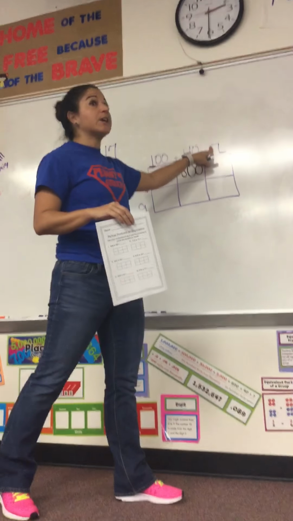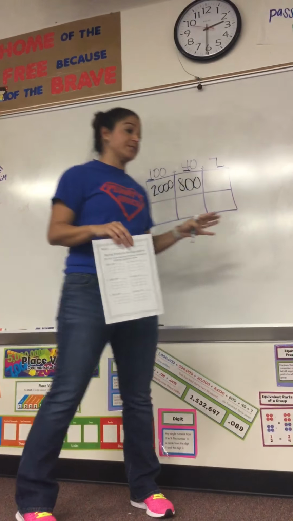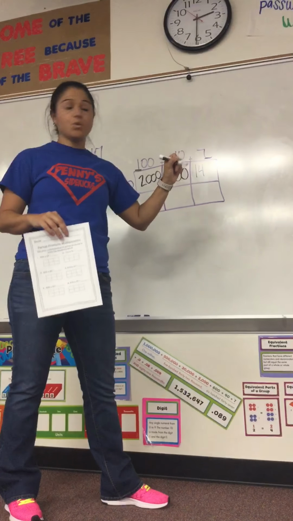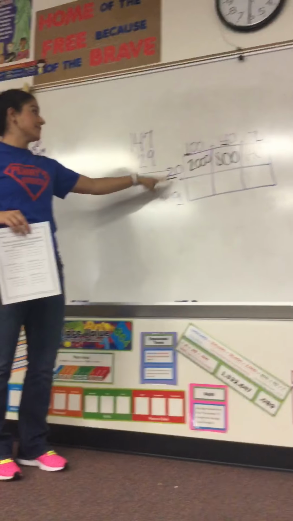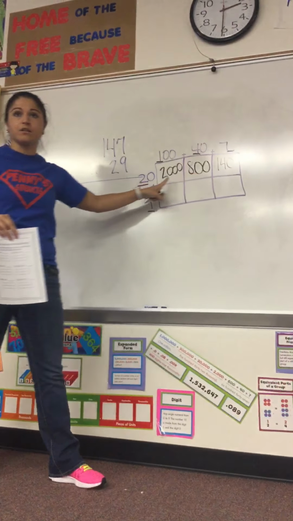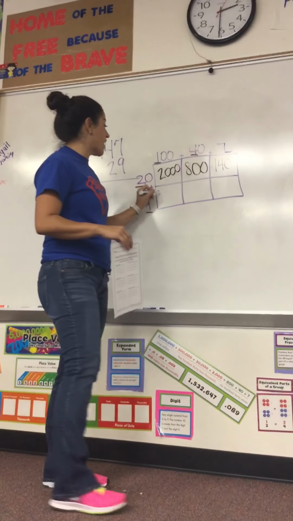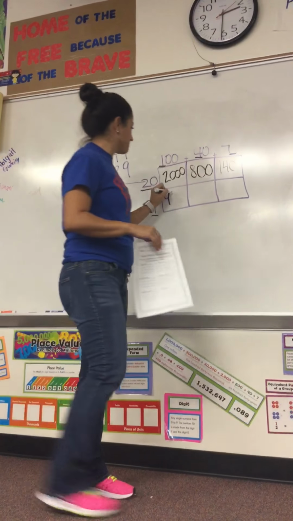2 times 7 is 14, yes? And how many zeros did I leave off? 1. So now I know what 20 times 147 is if I add these products together. Okay. 9 times 1 is 9. 2,940. Plus zeros, yes?